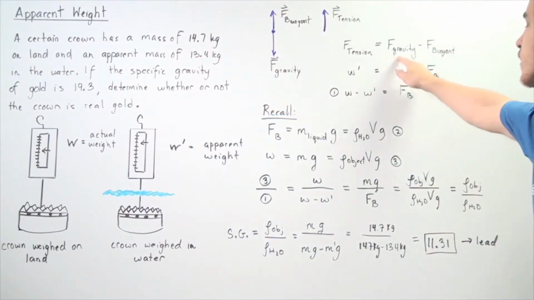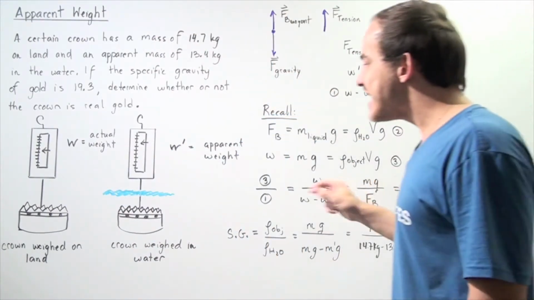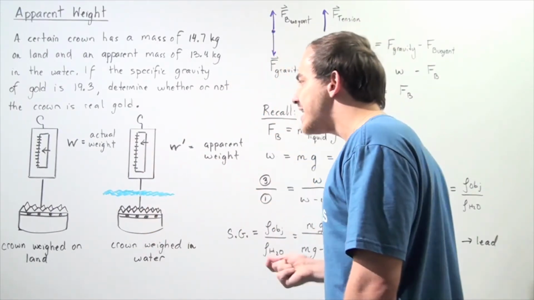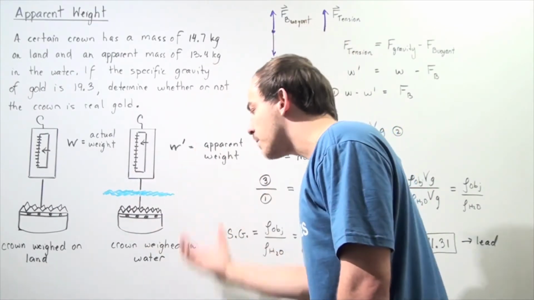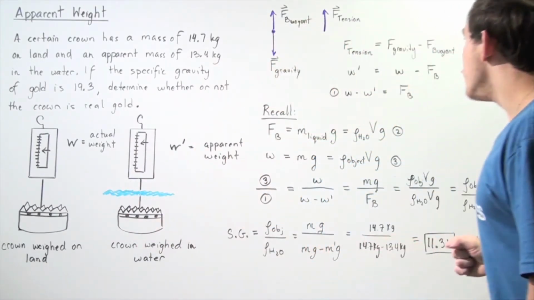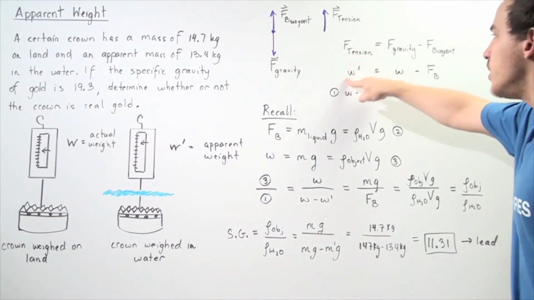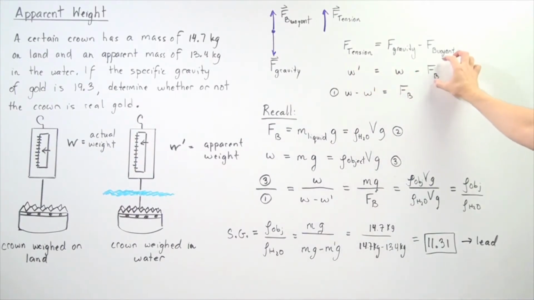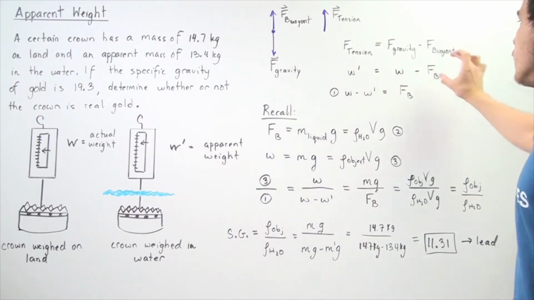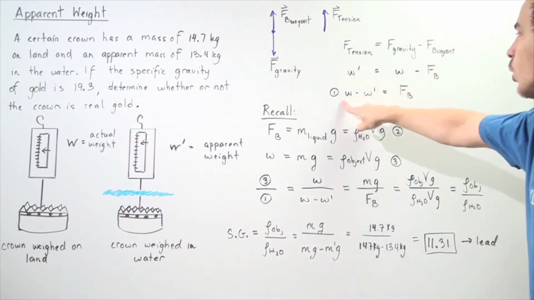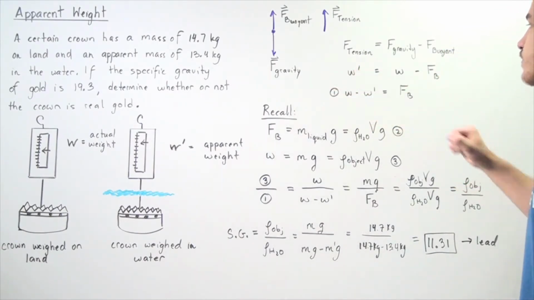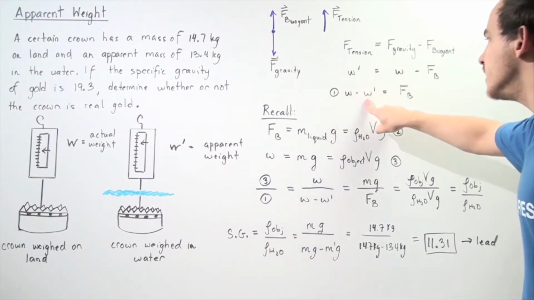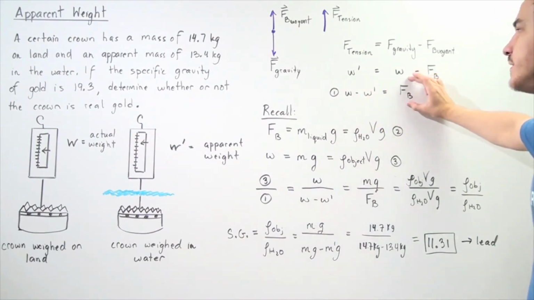So let's replace force of gravity with W. And the tension in our rope is simply the weight that is read by the scale when the object is submerged into our fluid. So we can replace force tension with W prime. So W prime equals W minus the force of buoyancy. And we can solve for the force of buoyancy, and we get the following equation, and let's call this equation 1. W minus W prime, our actual weight minus the apparent weight, is equal to the buoyant force.